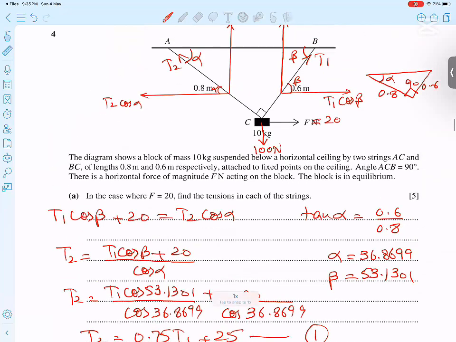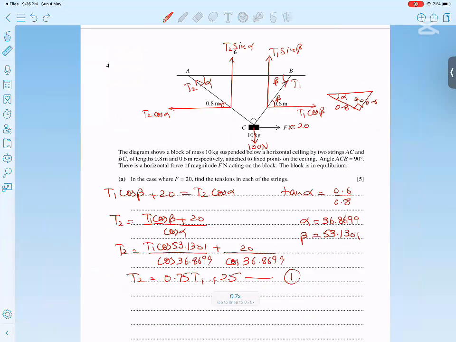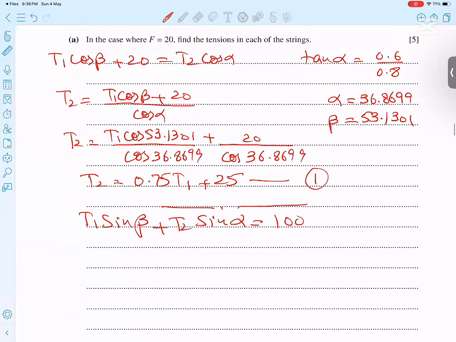So this I have taken, again repeat, rightward force equals leftward force. Now let's talk about upward force equals downward forces. So what am I going to say now? T1 sin beta plus T2 sin alpha equals 100 newtons. So let's try to put in the values. First of all, this T2 value will completely go here. And then I will plug in the numbers. So T1 sin beta plus 0.75 T1 plus 25 into sin alpha equals 100.